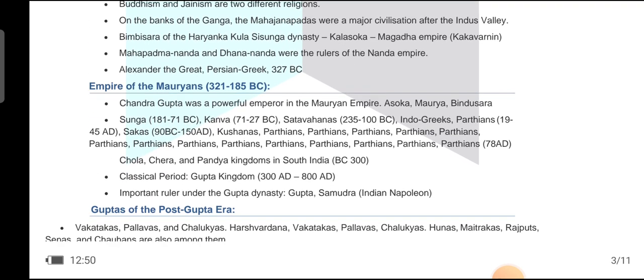Next point is that on the banks of the Ganga, the Mahajanapadas were a major civilization after the Indus Valley. Next point is Bimbisara of the Haryanka Kula, Sisunaga dynasty, Kalashoka, Magadha Empire, Kakavarnin. Next point is Mahapadmananda and Dhanananda, who were the rulers of the Nanda Empire. Next point is Alexander the Great, Persian Greek, 327 BC.